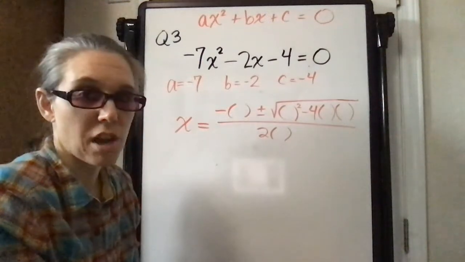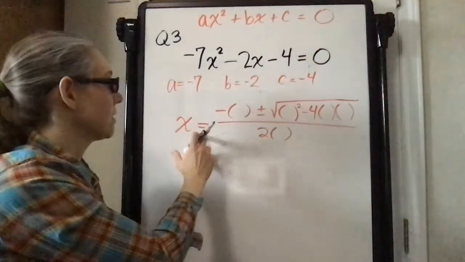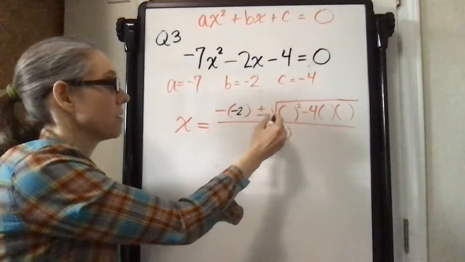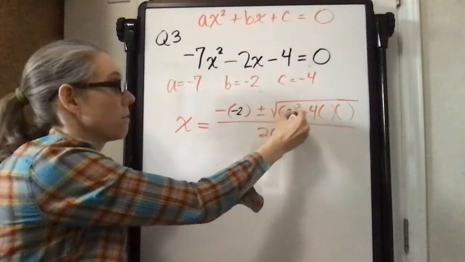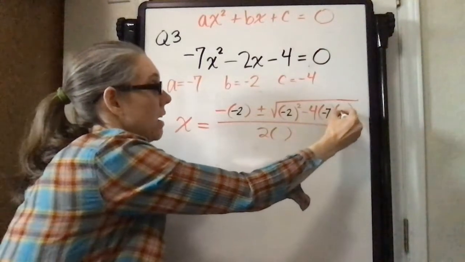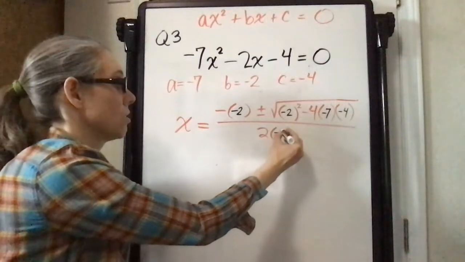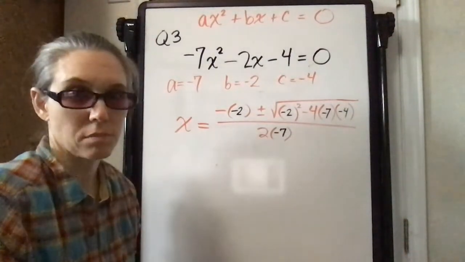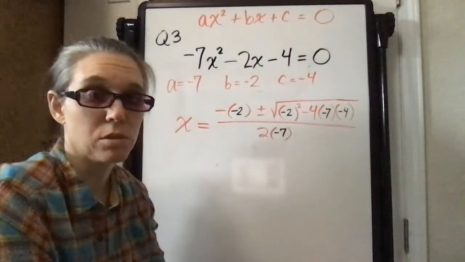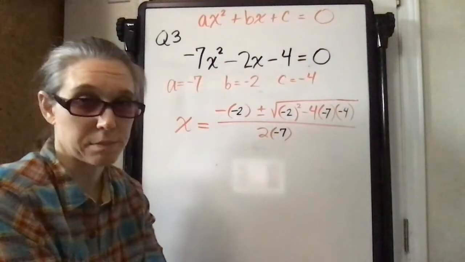So now I'm going to drop in the values for a, b, and c. x is equal to negative b plus or minus the square root of b squared minus 4ac all over 2a. So that's all you have to do for question 3. You just have to be able to drop in the correct values into the correct place.